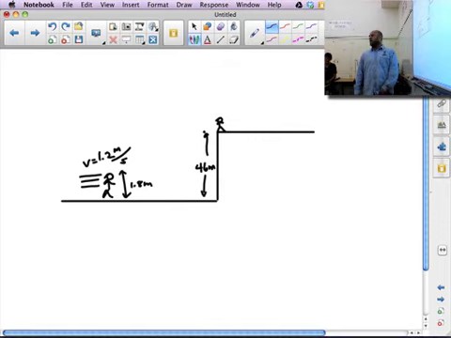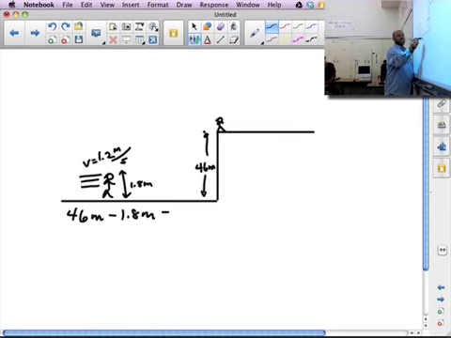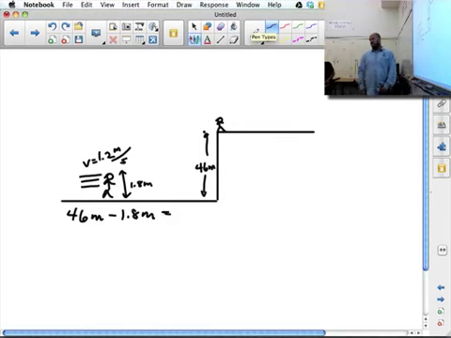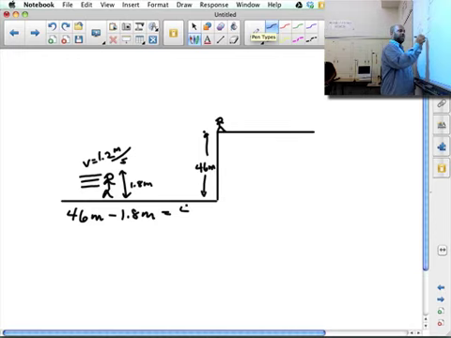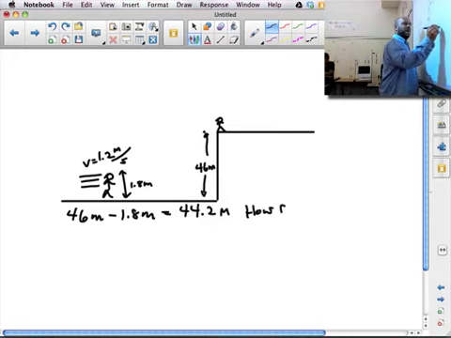Let's just talk strategy. If you know the height that the thing has to fall, now what height do you use? Why don't we just get that out of the way? 46 meters minus 1.8 meters. And what's that? I need your help calculating stuff. 44.2. Okay. 44.2 what? Meters. All right, and this is how far the egg falls.